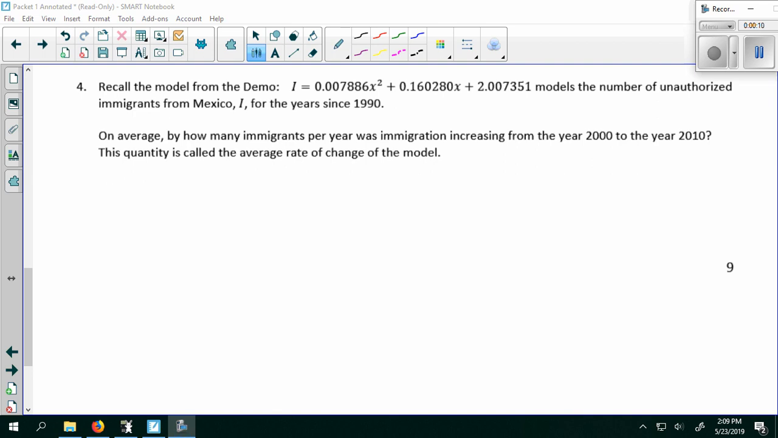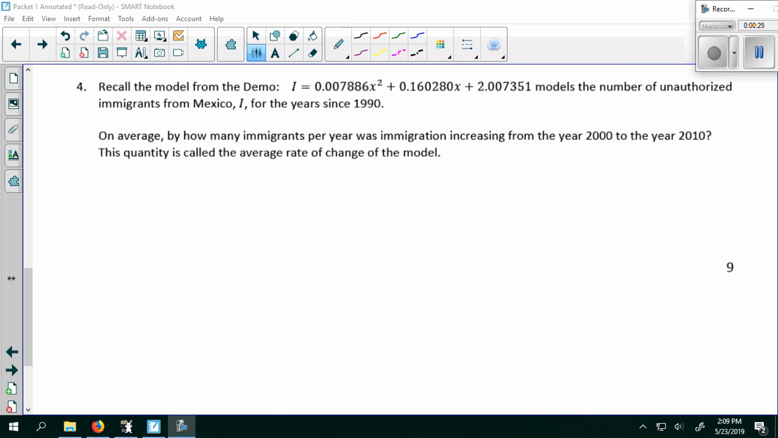Starting off at number 4 here. So recall the model from the demo. I equals 0.007886x squared plus 0.160280x plus 2.007351 that models the number of unauthorized immigrants from Mexico, I, for the years since 1990.